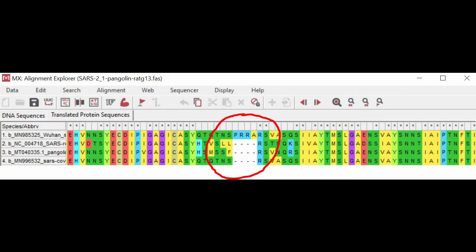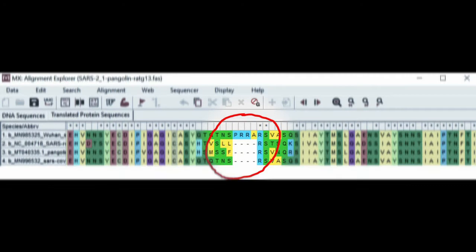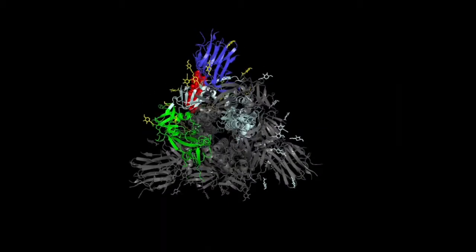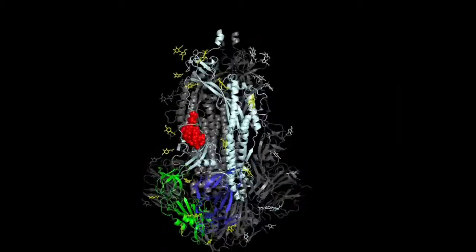SARS-CoV-2 S protein shares 98% sequence identity with the S protein from the bat coronavirus RaTG13. The most notable variation arises from a 12 nucleotide insertion in the S1-S2 protease cleavage site that results in a 4 amino acid furin recognition site in SARS-CoV-2. It is shown in red in the structure.